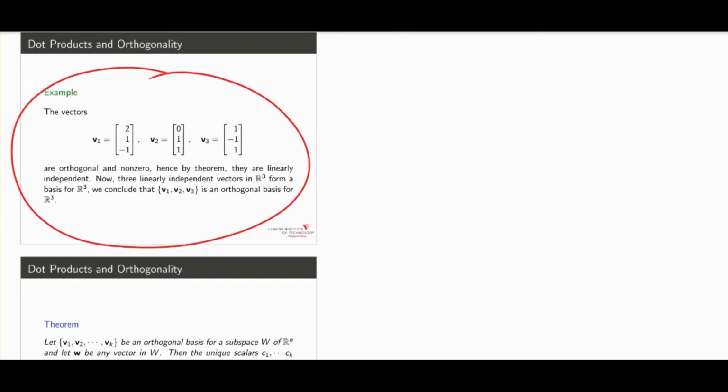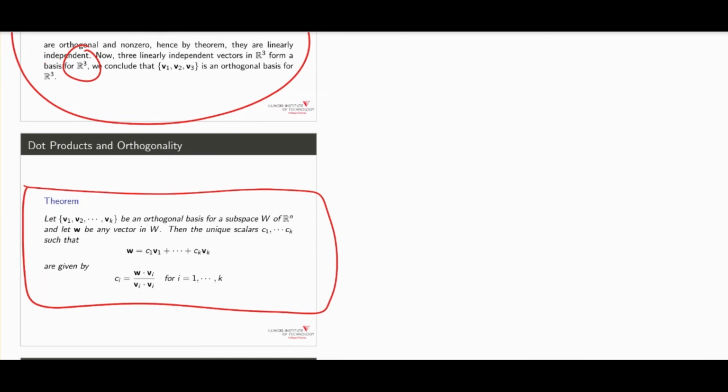Why are we not checking the span? Because I'm using a theorem here. There's a theorem that says that if you are in R3, if you know the dimension is 3 and you can find 3 linearly independent vectors, then the span is definitely going to happen. This is going to be a basis. Now, let's look at another theorem. If this is moving too fast, pause, go take a walk, and then come back.